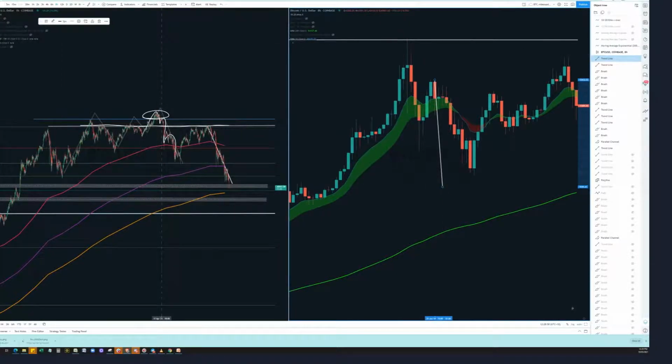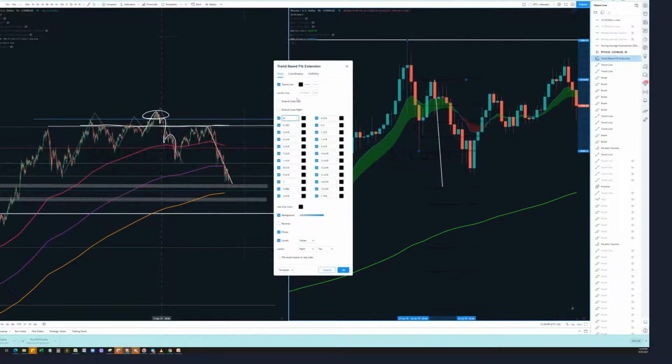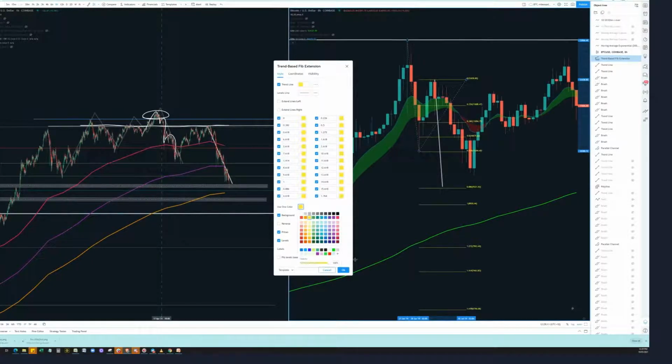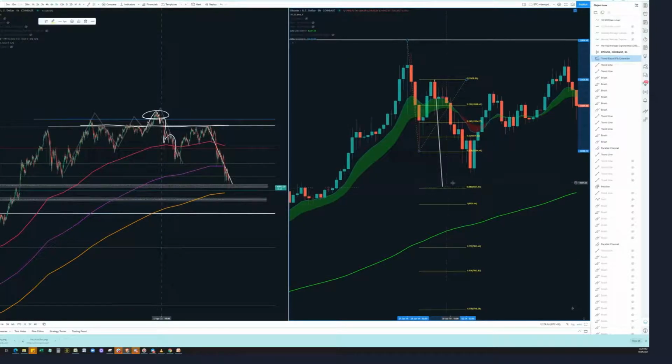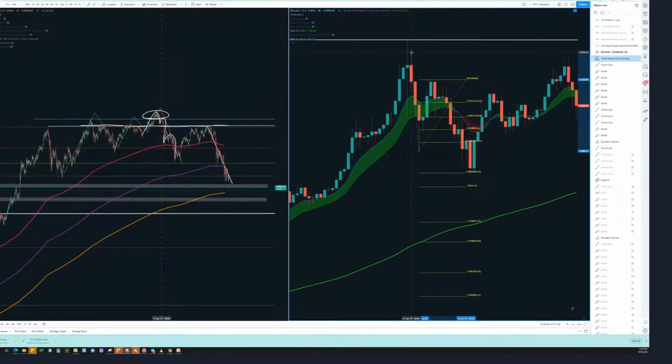So let me have a look at that. If we do from there to there to there, you can't see it because it's in black. Let me change that to white or yellow. So the wick doesn't quite do the job. I can't use that wick, I'll have to use that there. And then it's an 886 extension from the swing high, swing low to the swing high, 886.